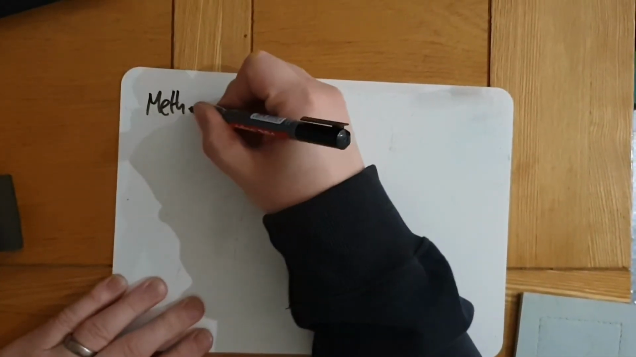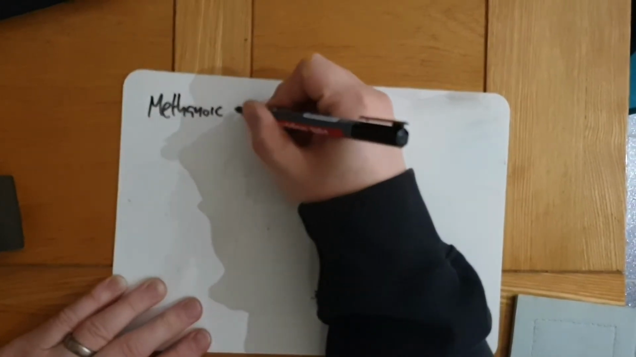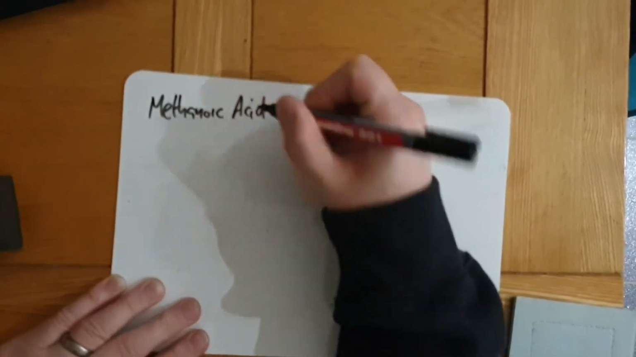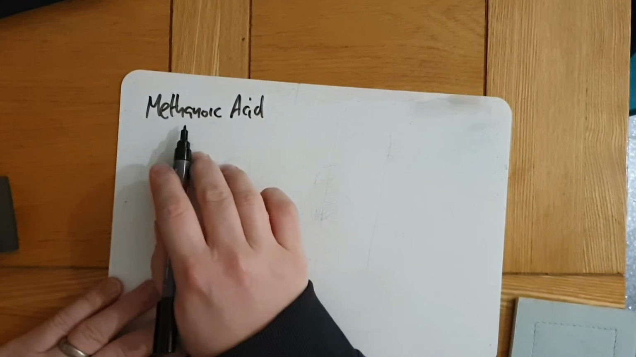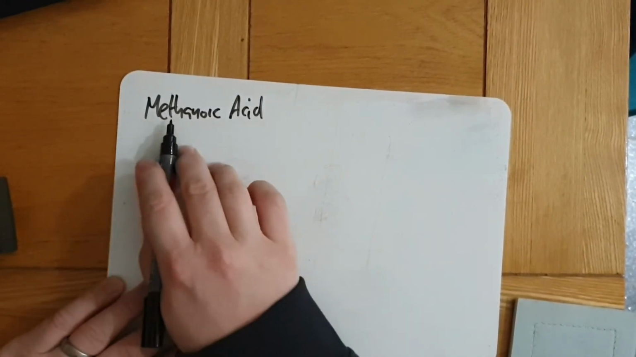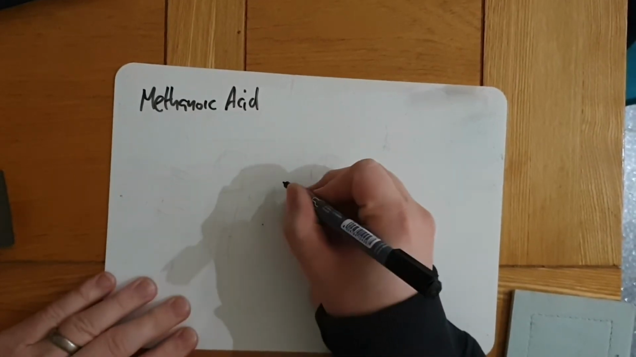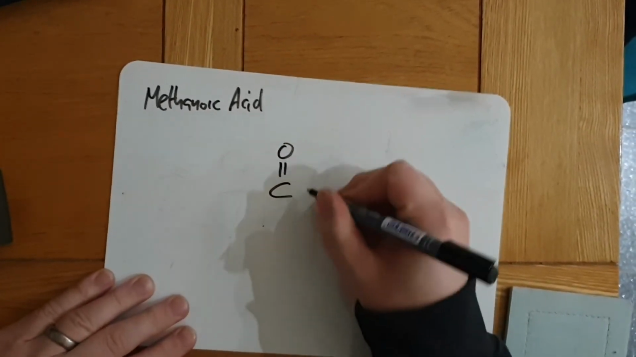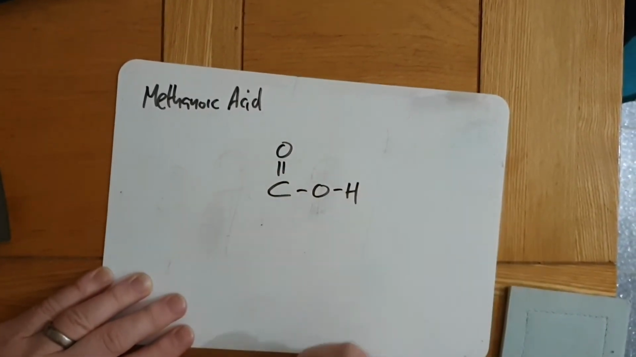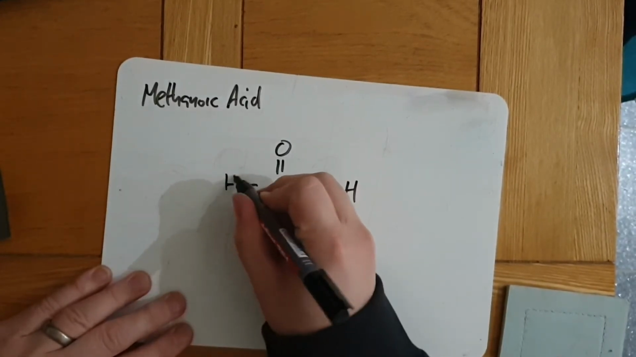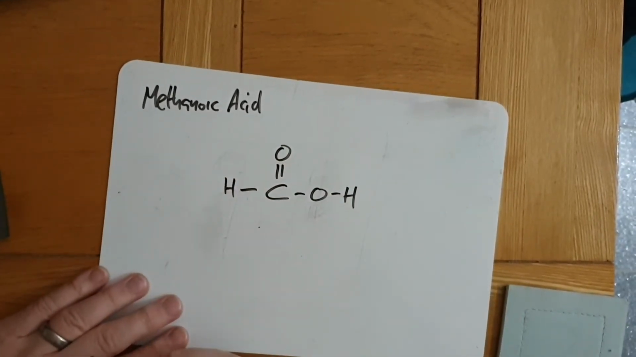So we've got methanoic acid. So meth means it's got 1 carbon, and anoic acid tells you it's a carboxylic acid. So we're going to have C, double bond to O, and then on to OH, and then we've got an H. So that is methanoic acid.